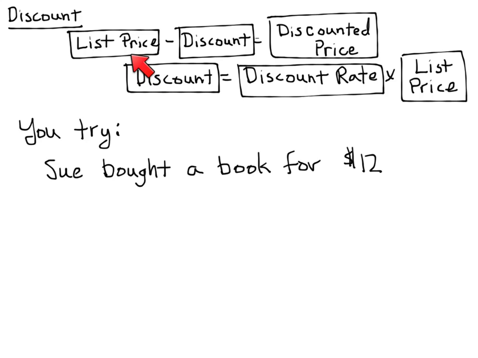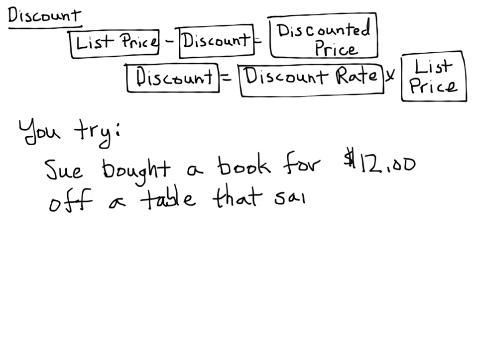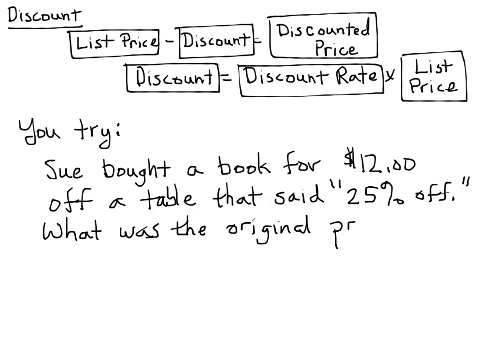So if we have a list price, the normal price, minus the discount is going to be the discounted price. And the discount is the discount rate times the list price. So when you say we're going to discount things by 25%, if your price is $100, the discount itself is going to be $25, and then we take the list price minus the discount, 100 minus 25, your new price then is $75. I think discount is probably a little bit more intuitive because you deal with it more. Okay, so Sue bought a book for $12 off a table that said 25% off. What was the original price?